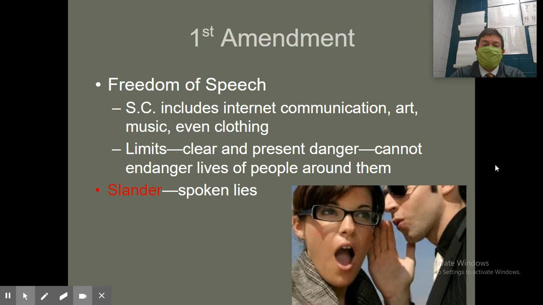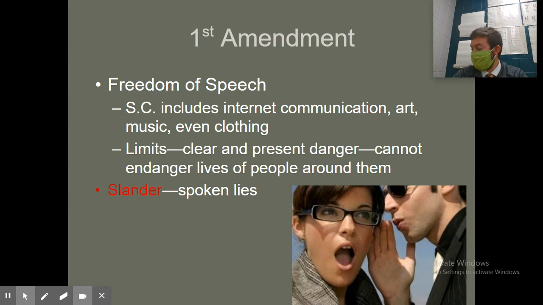It also leads to freedom of speech. The Supreme Court includes internet communication, art, music, even clothing. So it's not just your words, it is pretty much any form of expression. There are some limits. It has to be a clear and present danger, and it cannot endanger the lives of people around them. Okay? That is pretty much the limit on freedom of speech.